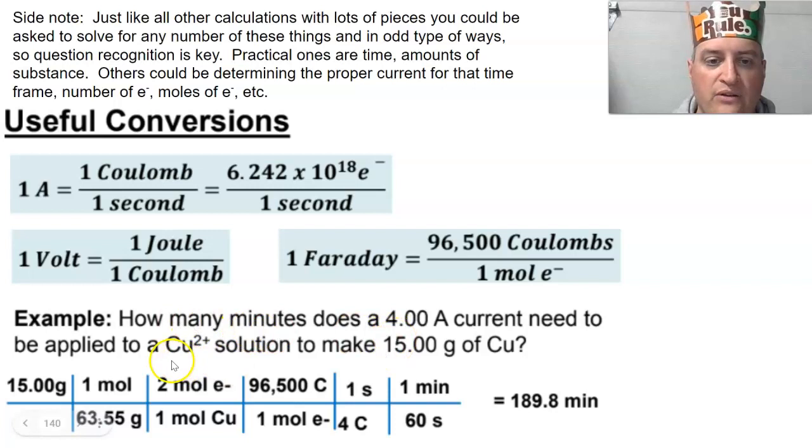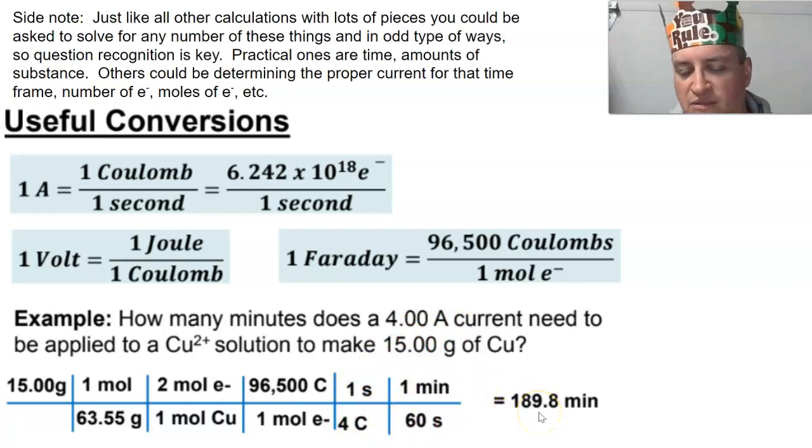electroplate or create from a solution an amount of mass: how many minutes does a 4 amp current need to be applied to a solution to make 15 grams of copper? Well, 15 grams of copper is what we're going to try and make. So we start with 15 grams, you got your molar mass. You have the idea that this is copper 2 plus, so for 1 mole of copper, you need 2 moles of electrons. 1 mole of electrons is equal to Faraday's coulombs. 4 coulombs per second, because that's the amps. And then 60 seconds for 1 minute. So it's going to take you a little over 3 hours in order to get that.